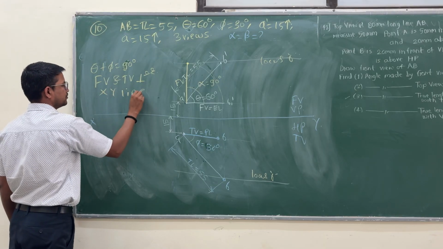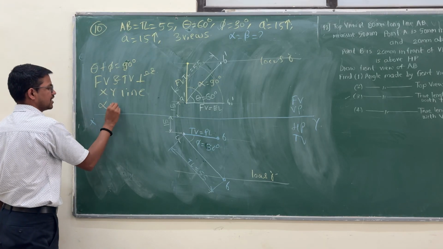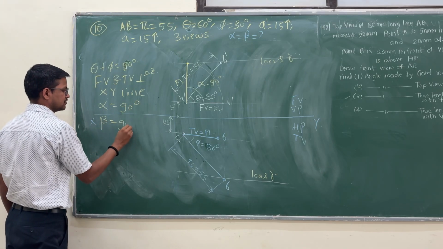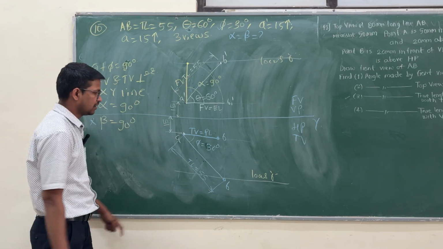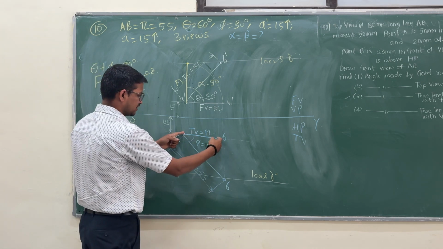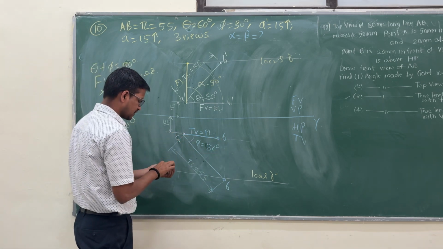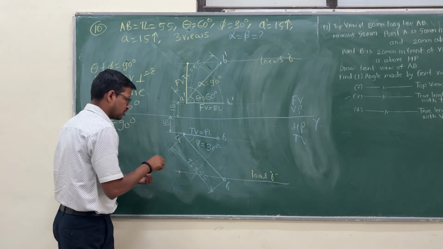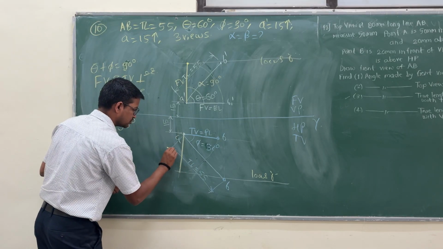So if front view and top view is perpendicular, it means that alpha is equal to how much? 90 degree, and beta is equal to how much? 90 degree. So same situation happens for alpha and proceeds for beta. So when I take an inclination towards this line and produce an arc, it exactly touches this point. Now I got which point? Top view point.